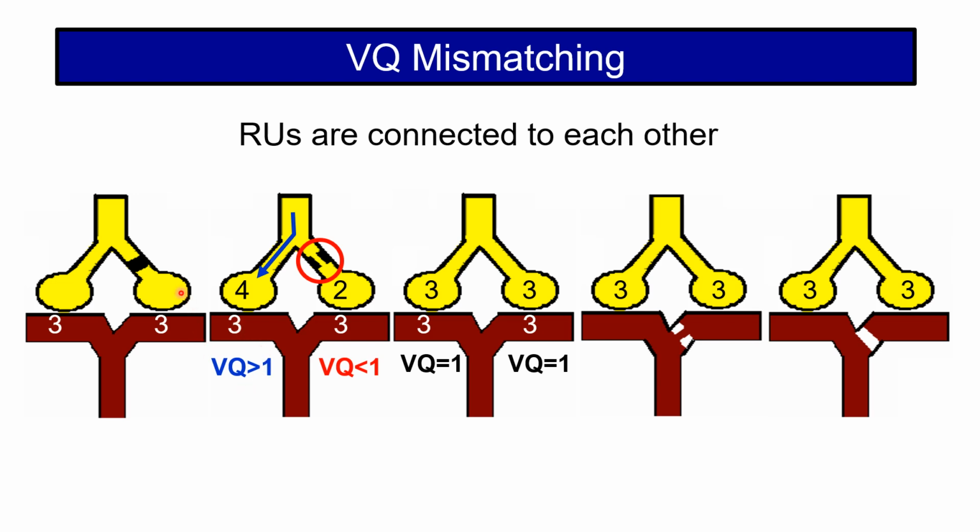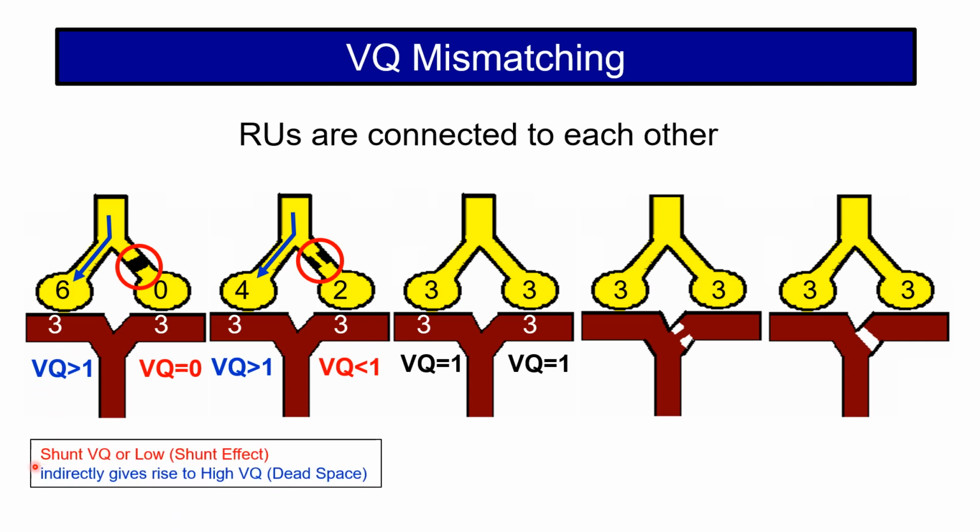Now, in this situation here, you have a shunt V/Q or a V/Q of 0. The 3 that's supposed to go here is diverted to the left side, and therefore you have 6 over 3, and likewise, you have a high V/Q relationship. So, you have a shunt V/Q or a low V/Q. It indirectly gives rise to a high V/Q relationship, and therefore it increases the alveolar dead space.